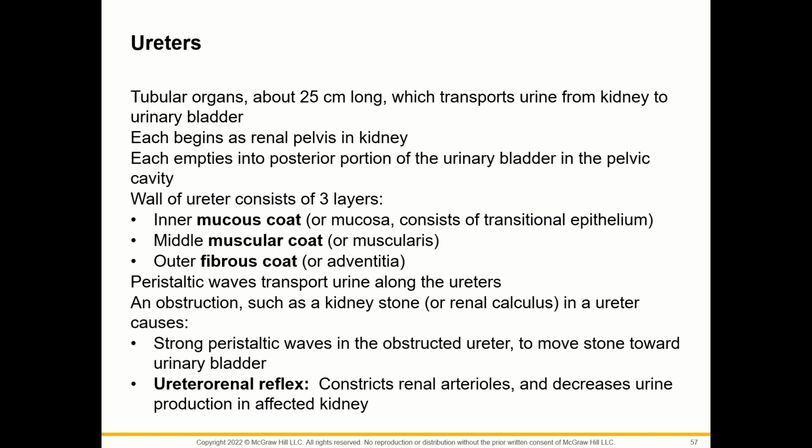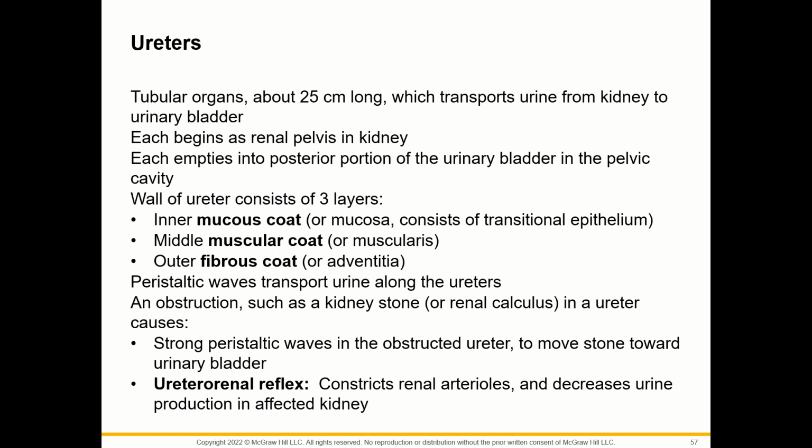The inner mucous coat, or mucosa, consists of transitional epithelium. You've noticed that each of these organ systems that we talk about, where the organ is open to the outside, the inner lining is the mucous membrane. Then we have a middle muscular coat, which is the muscularis, and then the outer fibrous coat, or adventitia.